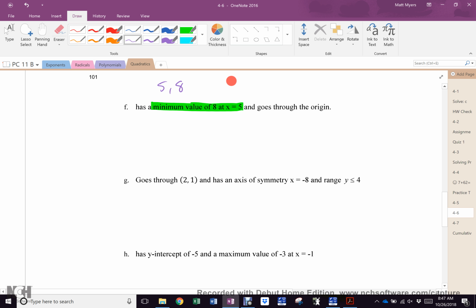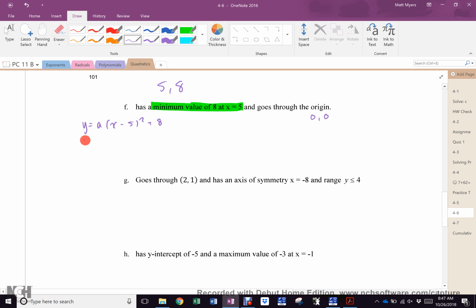All right, so we know it's a happy parabola, so we know A is what? Positive or negative? Positive. So y equals a(x minus 5) squared plus 8. Now, what goes in? What are the points I can put in here? It goes to the origin, which is what coordinates? 0, 0, right?